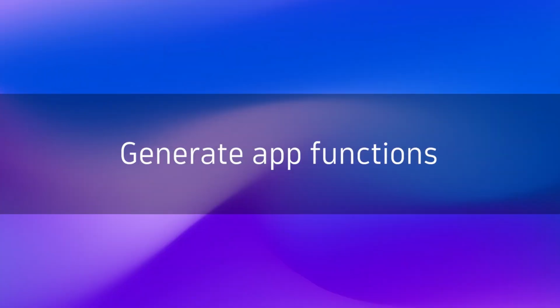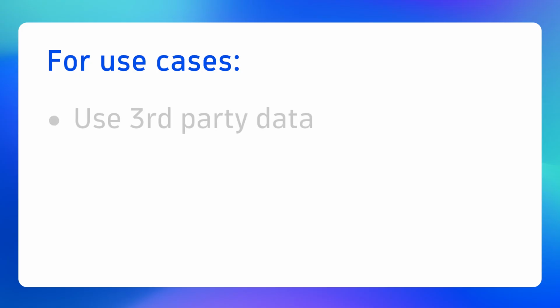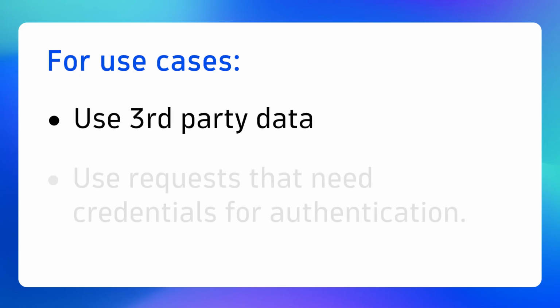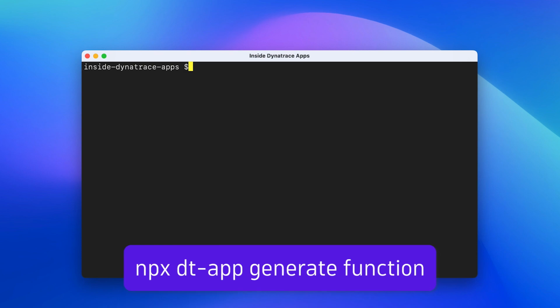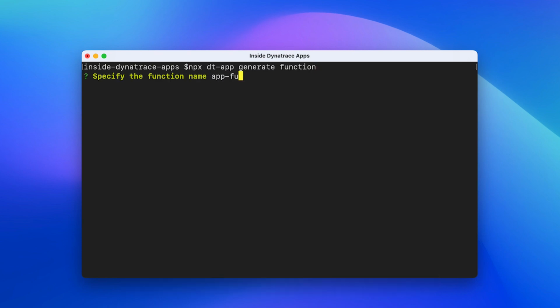Command 4, generating app functions. When developing your app, you may want to use an app function. This can be very useful in cases where you would like to use third-party data or use requests that need credentials for authentication. For these cases, the command makes it super easy because you can use the generate function command within your terminal, and then this will actually just prompt you for the name that you would like to give your function.